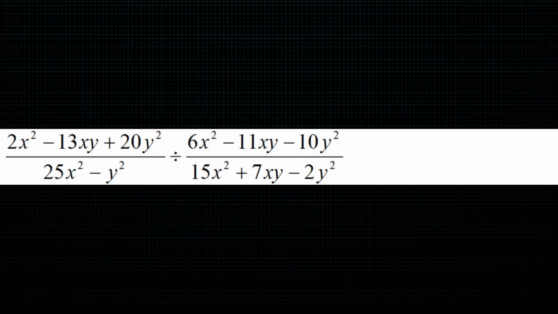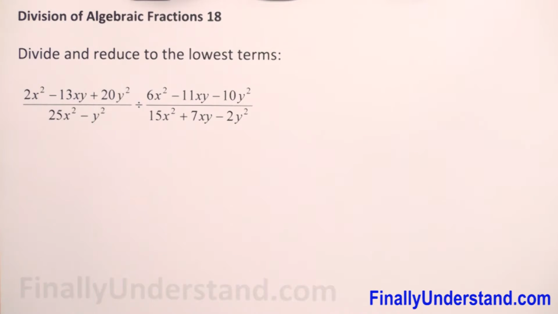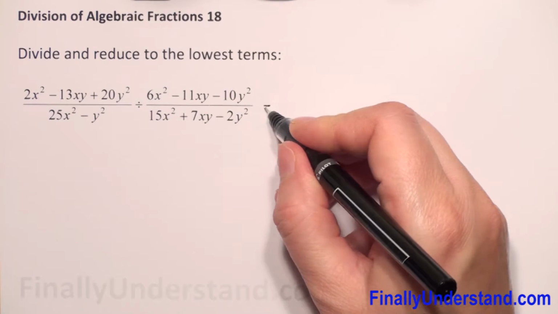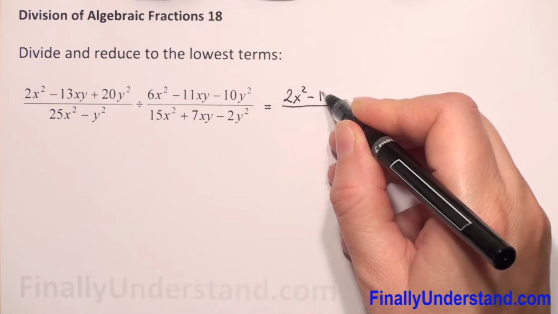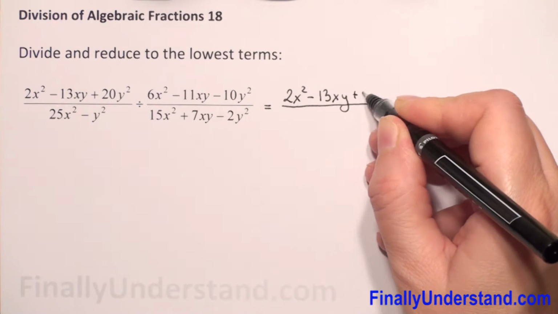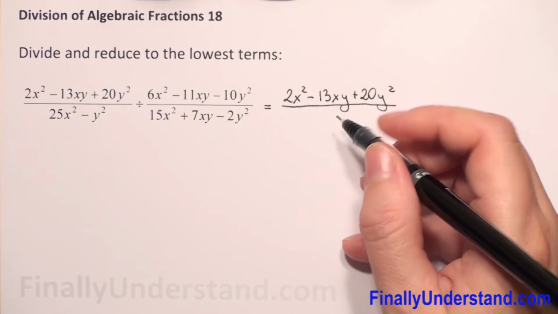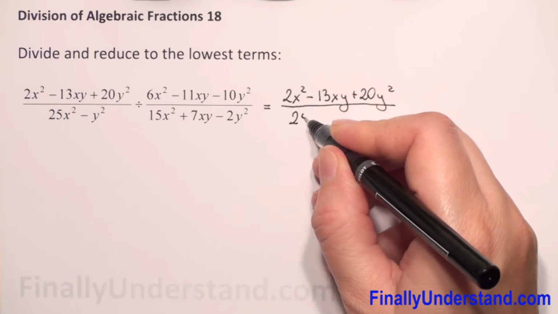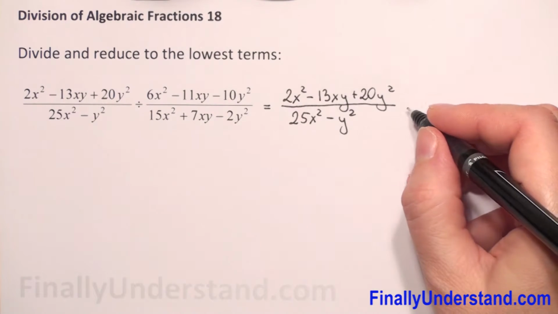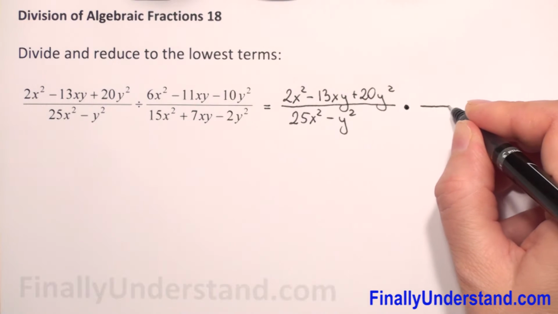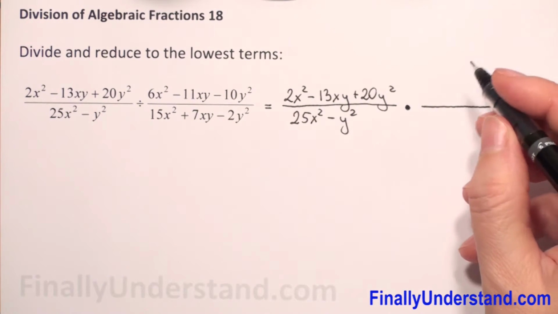We have division of algebraic fractions. How do we do this? We have to use the same rule as for division of fractions. It means we have to copy the first algebraic fraction. So we have 2x squared minus 13xy plus 20y squared, and the denominator is 25x squared minus y squared. Division we have to change to multiplication, and now we have to flip the second fraction.